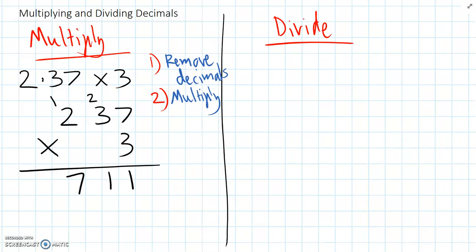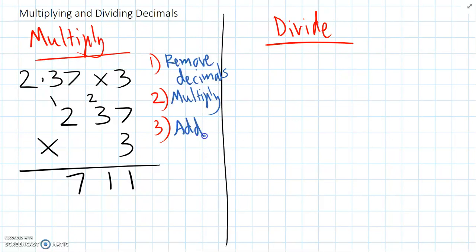But then the final step is we can see that this answer, 711, is way too big for what we're asking. We want to do 2.3 times 3. So we can estimate: 2 lots of 3 is 6, and 0.3 is about a third. 3 lots of a third is about 1. So our answer should be about 7, not 700. And that's because we need to put our decimal point back in again.